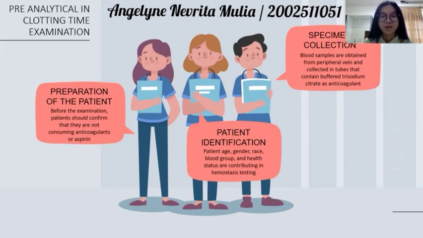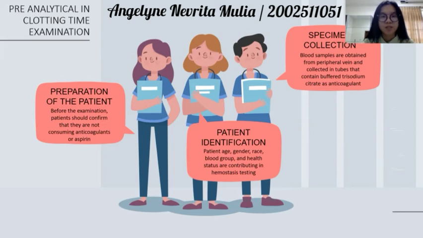If they are, they must stop, because anticoagulants or aspirin prevent blood cells from clumping, resulting in bleeding that cannot be stopped. Therefore, the test should be postponed. The next step is patient identification. Some variables such as patient age, gender, race, blood group, and health status contribute to hemostasis testing. Proper patient identification and the test method are important for proper result interpretation and prevention of potential misdiagnosis.